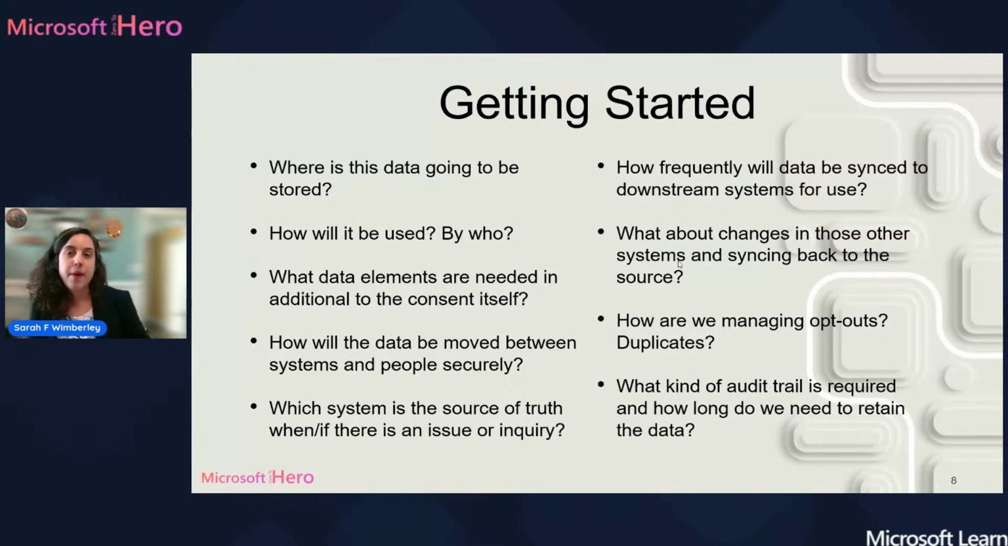Additional technology impacts to consider: how frequently will the data be synced for downstream systems to use? What about changes in those other systems and syncing back to the source? How are we managing opt-outs? How are we managing duplicates in terms of identity management? What kind of audit trail is required, and how long do we need to retain the data?